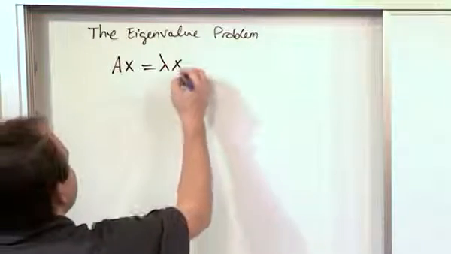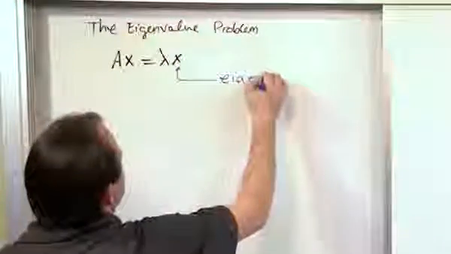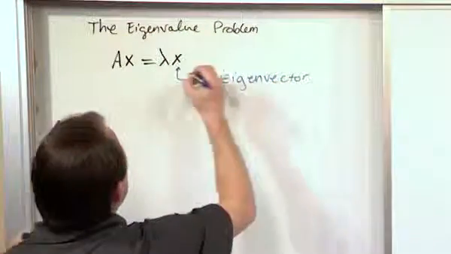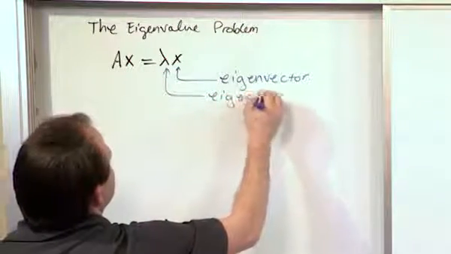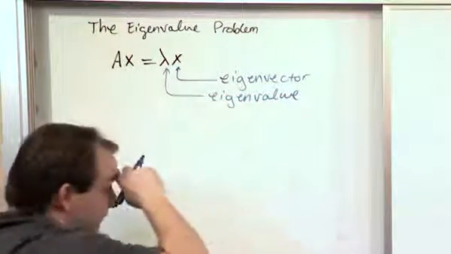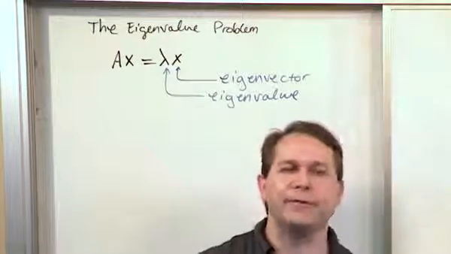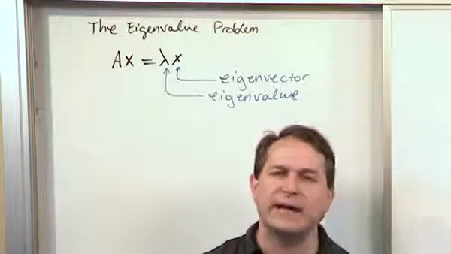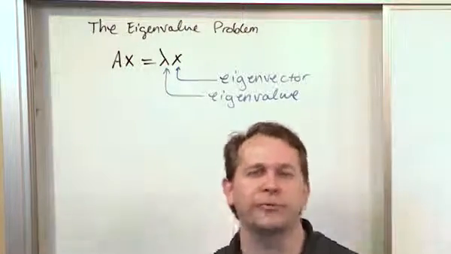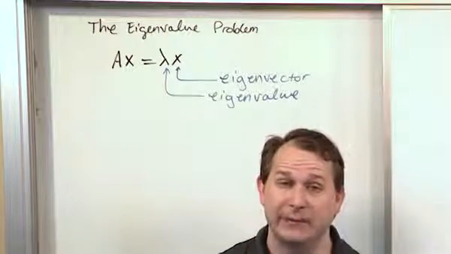This x here is called the eigenvector, and this lambda here is called the corresponding eigenvalue. The way this works in real problems is that in order to find the eigenvectors, you have to first find the eigenvalues. Those are just numbers. Once you find the eigenvalues, then you can find the corresponding eigenvectors. That's why I say eigenvectors and values go together like peanut butter and jelly.